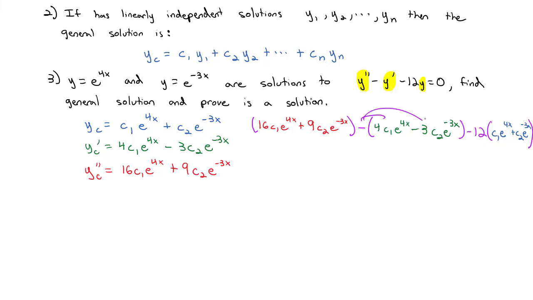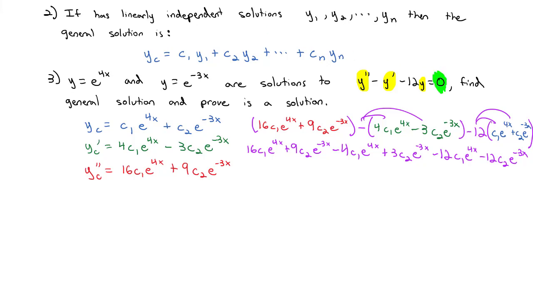Simplifying this by distributing the negative through and the negative 12 through, we get 16c1 e to the 4x plus 9c2 e to the negative 3x minus 4c1 e to the 4x plus 3c2 e to the negative 3x minus 12c1 e to the 4x minus 12c2 e to the negative 3x. And the hope is when we combine all these like terms, it should equal 0. Let's see what we get.